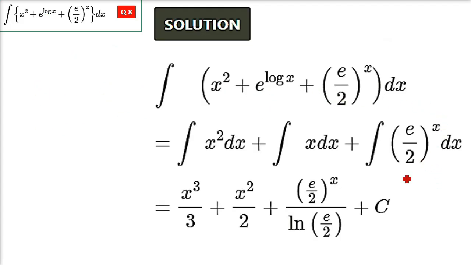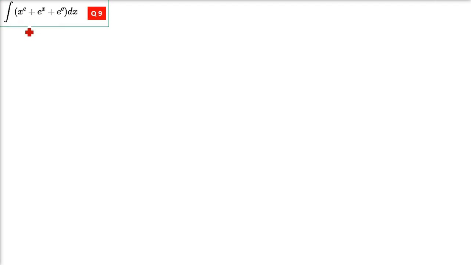So this is a very easy question. Only need to remember the relationships. Now here we have x and e in different formation. X to the power e is simply x raised n, because e is a constant. So we will use x raised n plus 1 by n plus 1 plus c. And we will just use n as e here.